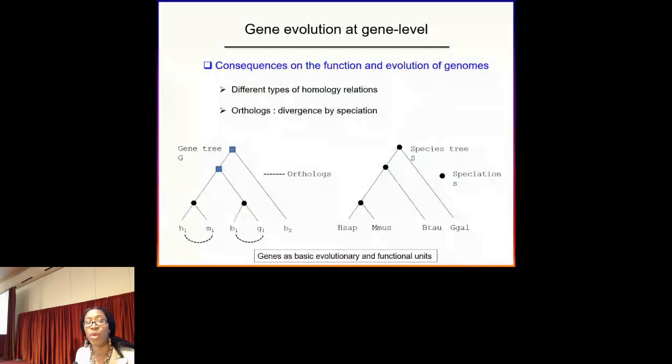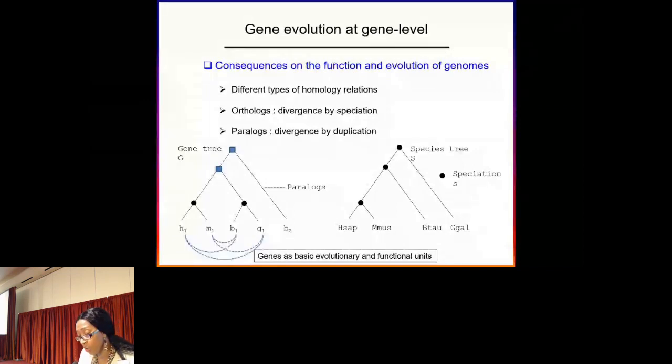We are interested in the changes at the gene level, but gene evolution at gene level is also interested in the consequences of this evolution on the function and the evolution of genomes. Because we're interested in function, we look at different types of homology relations between genes that are defined based on the comparison between gene trees and species trees. For instance, we can define orthologs. Orthologs are a pair of genes that have diverged from each other by a speciation event. So in the gene tree, the least common ancestor will be a speciation event. For instance, here we have H1 and M1, two genes whose least common ancestor is a speciation. So those are orthologs.